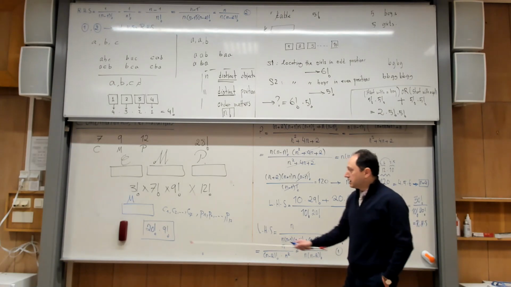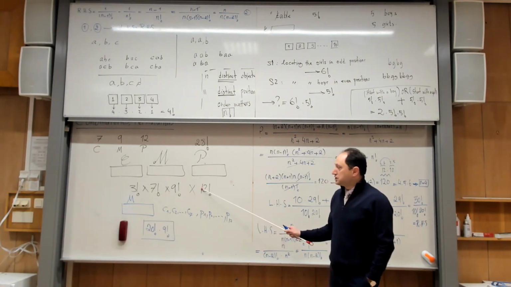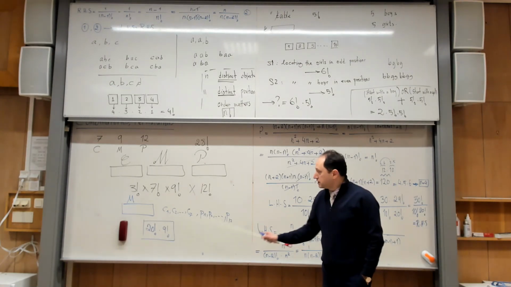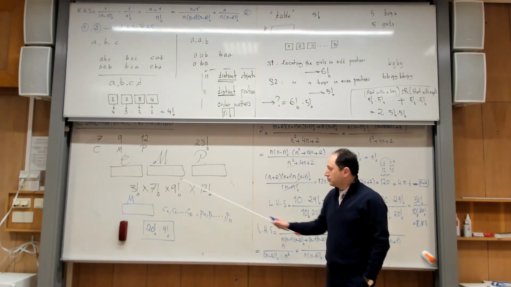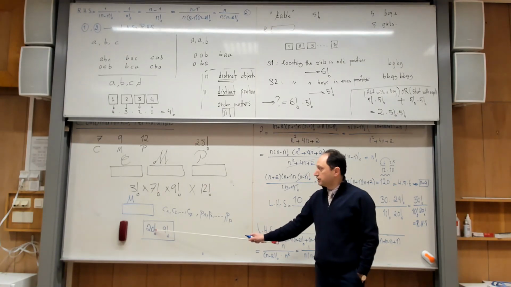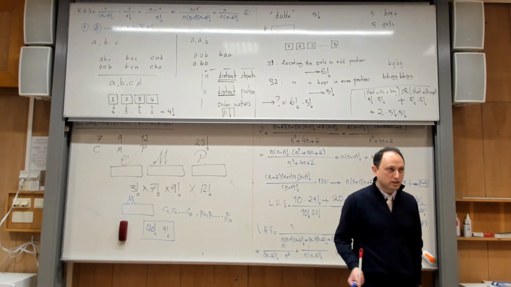And this number is bigger than this number. If you drop this one, this means 3 factorial, 7 factorial, 12 factorial is larger than 20 factorial. And it's not hard to convince yourself even without a calculator.